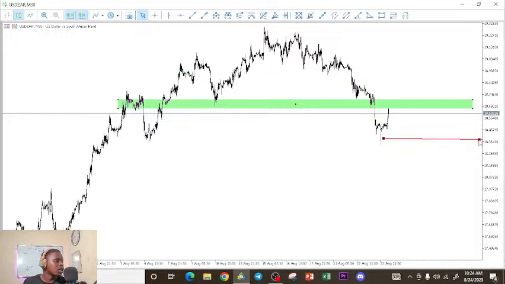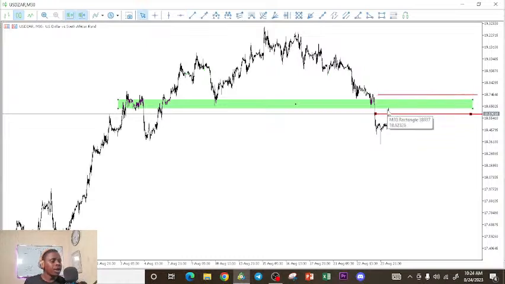So the sell order is going to be looking like this, and then from there I will put my stop loss above this zone, right? But remember, I want this zone to work as my support. If it fails to work as my support, that means I want to be out of the market, right?